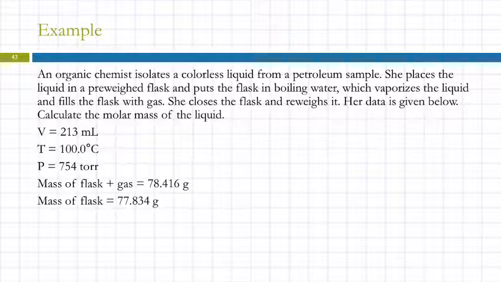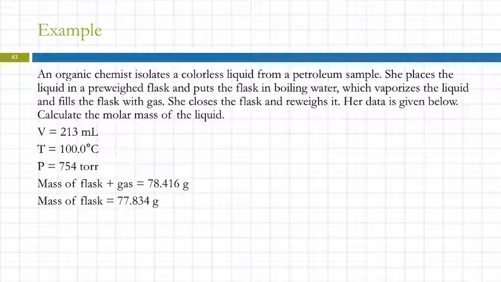Okay, so here is an example like you might get, data from an experiment. And we're going to do this experiment, so maybe pay attention to this. An organic chemist isolates a colorless liquid from a petroleum sample. She places the liquid in a pre-weighed flask and puts the flask in boiling water, which vaporizes the liquid and fills the flask with gas. She closes the flask and reweighs it. Her data is given below. Calculate the molar mass of the liquid.